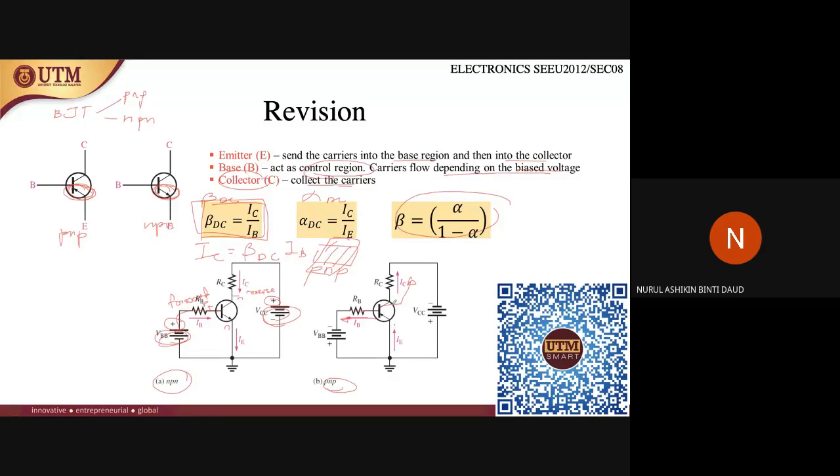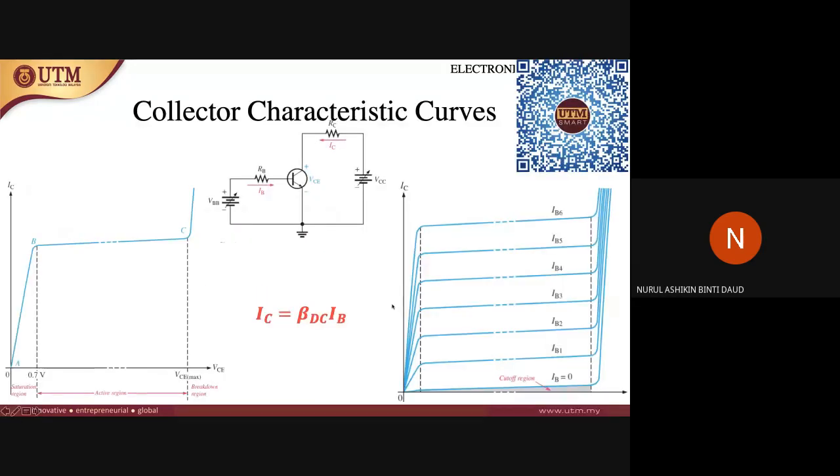All right. So this is just a recap or a revision from yesterday's class. Yesterday we stopped at this graph, the collector characteristic curves. So what does this graph show?